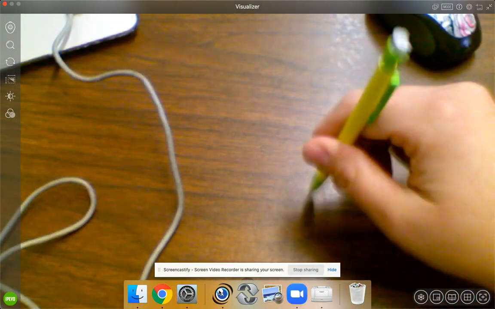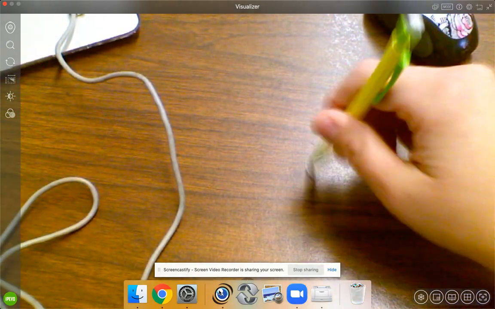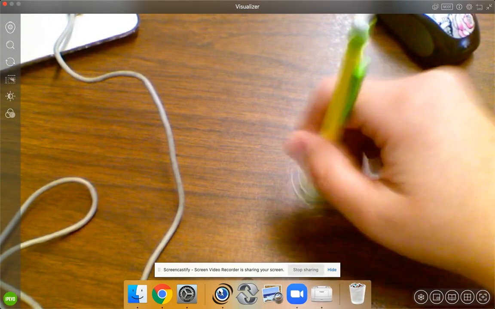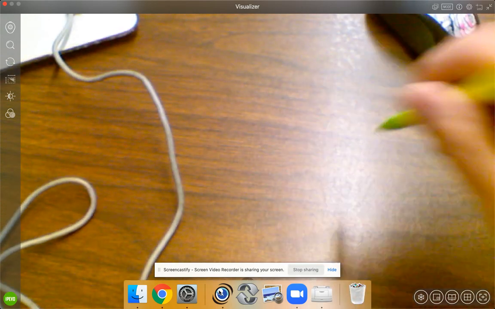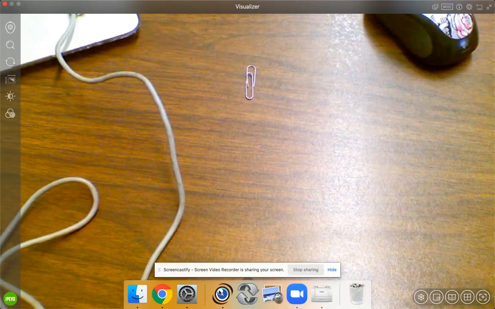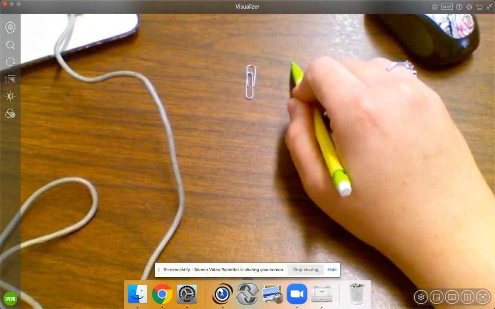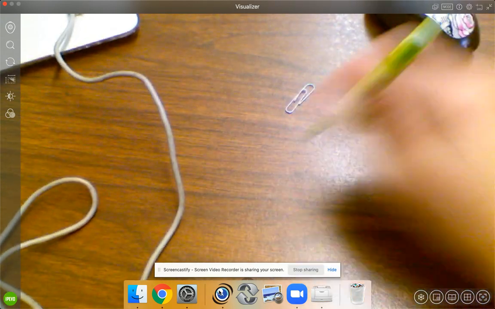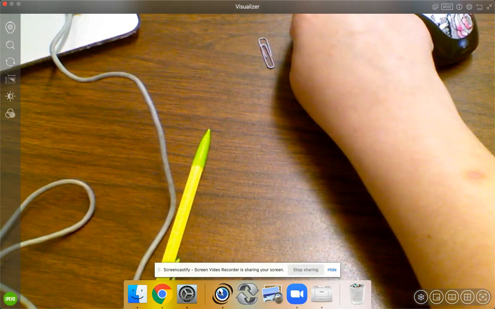So if I get my paper clip going and then let it go, you're going to notice that it goes in a straight line from where I let it go. Because it always wants to be going in a straight line due to inertia, but the centripetal force is what's keeping it in a circle, keeping it going around. When that circle's broken, off it goes.